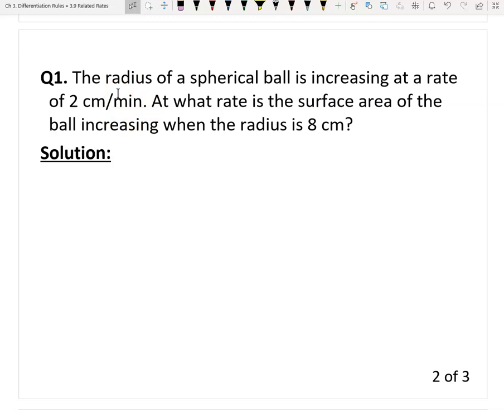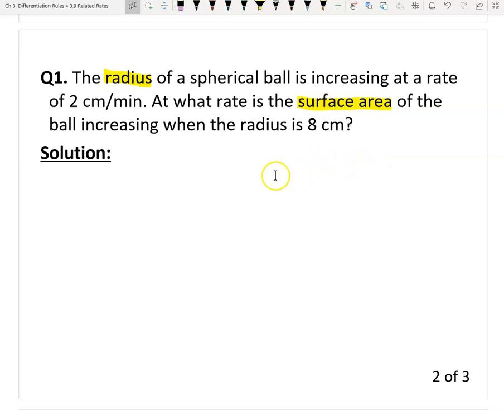And what are the dependent variables? We have two dependent variables. Let me highlight them. The first is the radius. The second is the surface area. Can you see the rates? Therefore, we have two rates. The first rate is the rate of the radius, which is given: 2 centimeters per minute, increasing, therefore positive. The second rate is the rate of the surface area. This is the question: given one related rate, we need to find another. That's exactly this type of question.